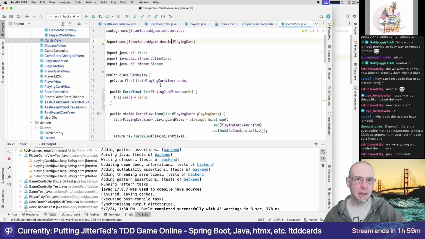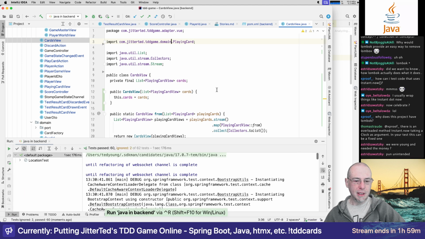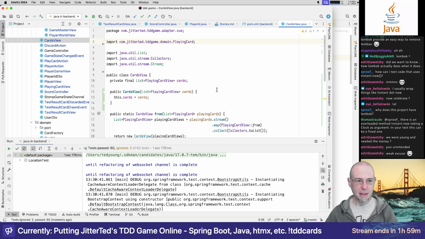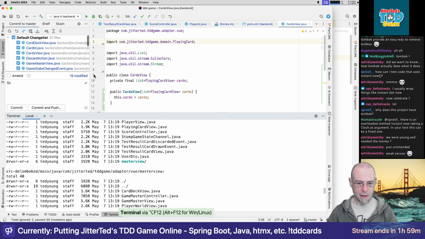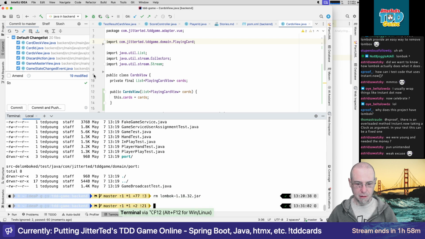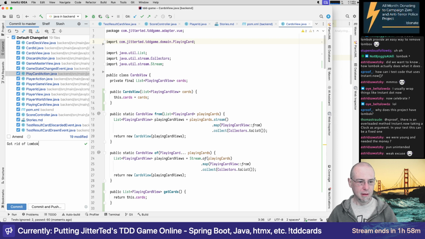All right, so let's try that again. Look at that, all the tests passed. Amazing. We definitely do not want to pass, hold on. Okay. Lombok, define the code.